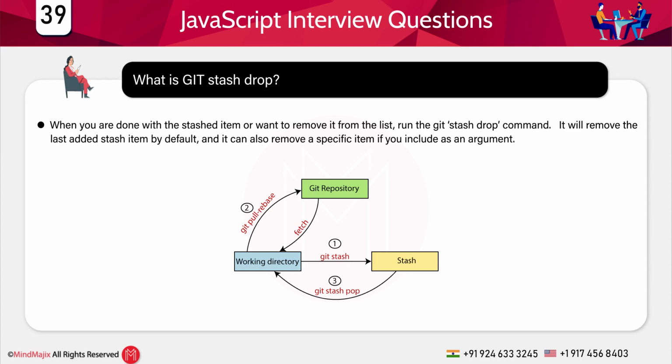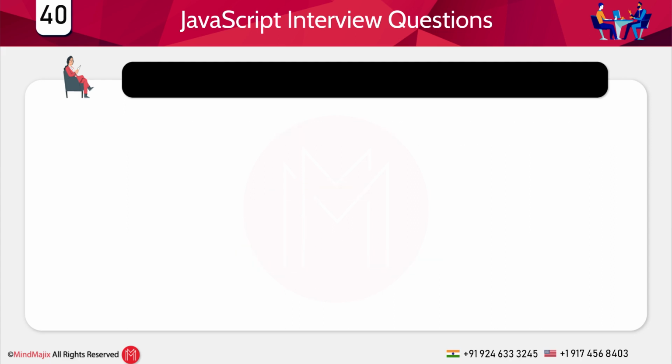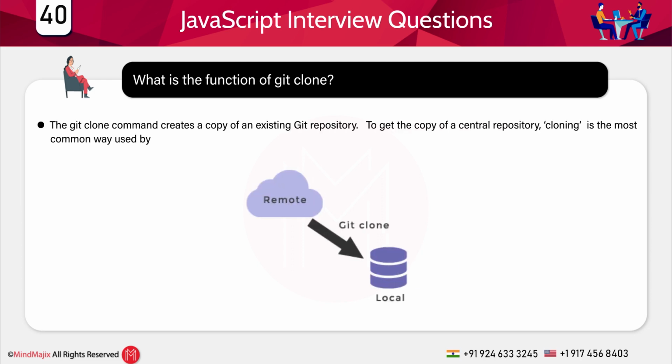Git branch --merged lists the branches that have been merged into the current branch, and git branch --no-merged lists the branches that have not been merged. What is the function of git clone? The git clone command creates a copy of an existing git repository. To get a copy of the central repository, cloning is the most common way used by programmers.